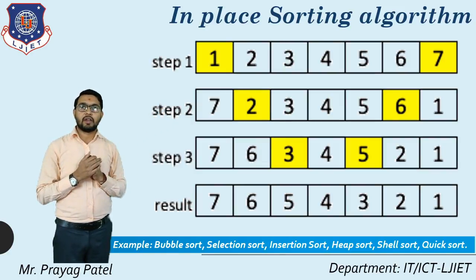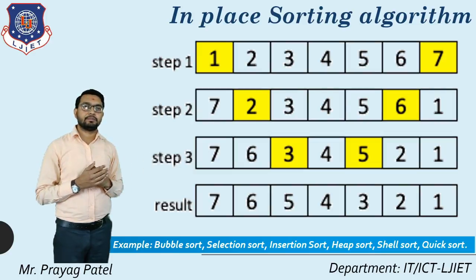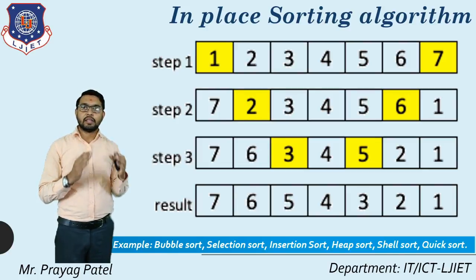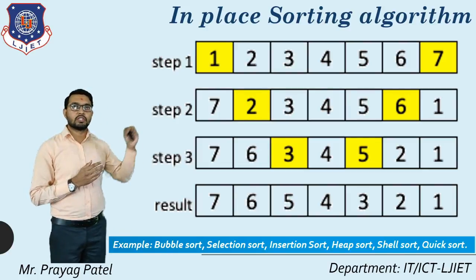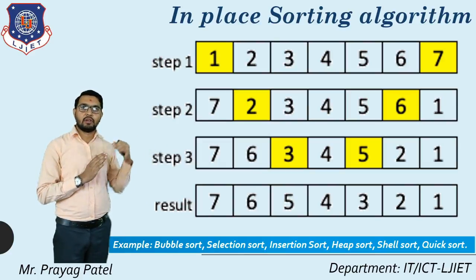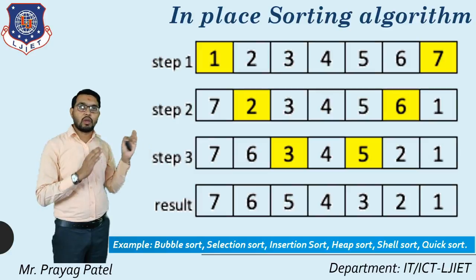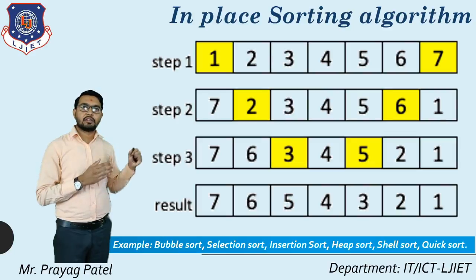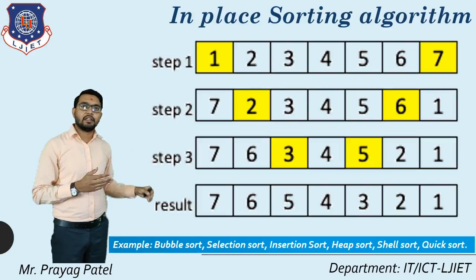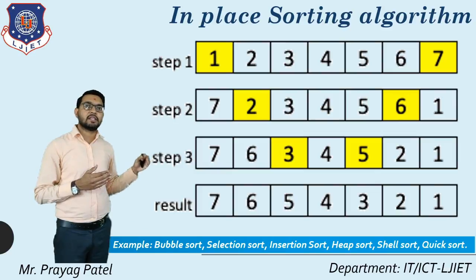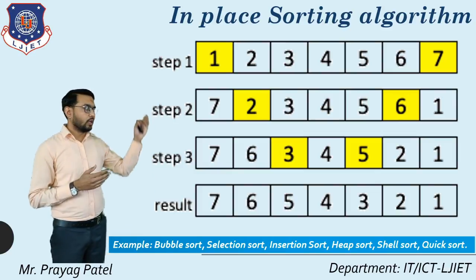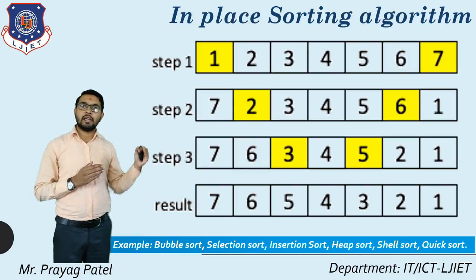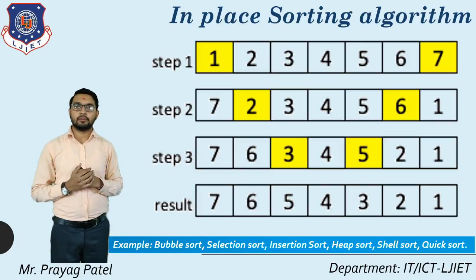Now consider another example of an in place sorting algorithm. First step, consider the values 1 2 3 4 5 6 7. If you want to arrange this data into descending order, then first swap 1 and 7. Now swap 2 and 6 in the second step. After that, in step 3, swap 3 and 5. The resultant array is 7 6 5 4 3 2 1. So in this case no extra storage is required. That's why we can say that this is an in place sorting algorithm.